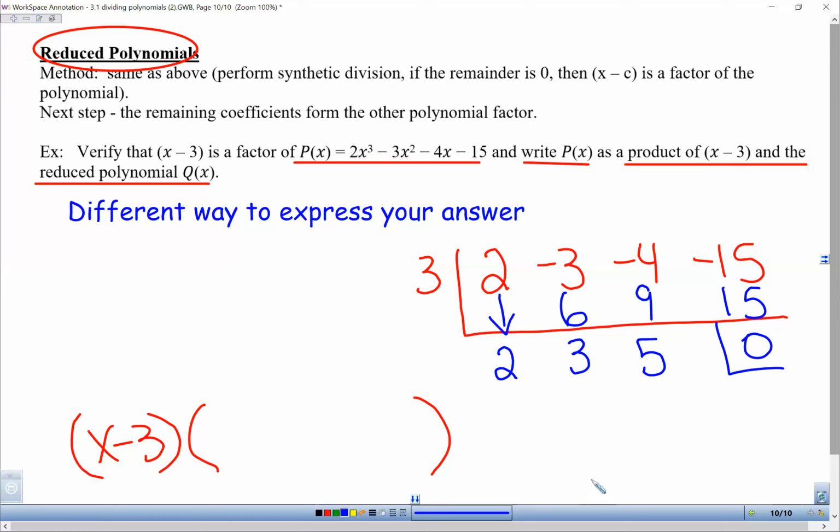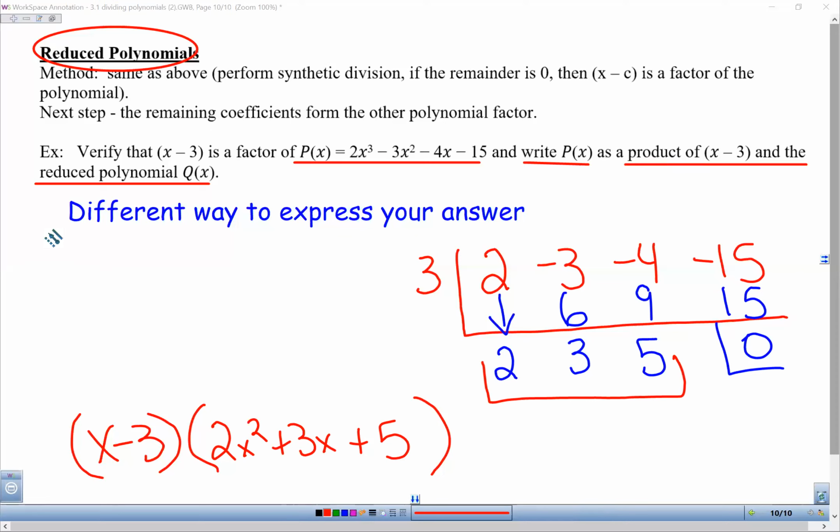3 times 5 is 15. So we got 0. So our answer is the product of x minus 3, we've already got that, and the reduced polynomial. Well, that's this part right here. So 2x squared plus 3x plus 5. So again, all this is a different way to write your answer. Okay, that's the end of section 1.